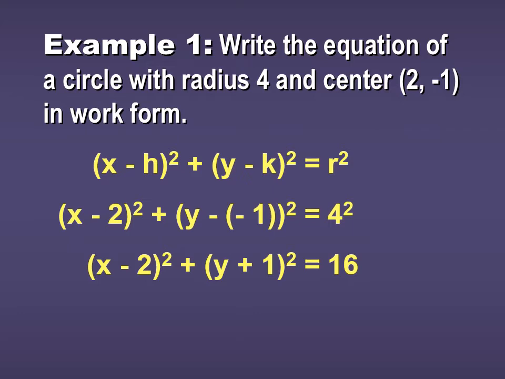Okay, so you can also go backwards. If we started with this equation, and it said, what is the center? Well, we would know the center is 2, negative 1, the h and the k. We'd also know that our radius is 4 because the square root of 16 is 4.